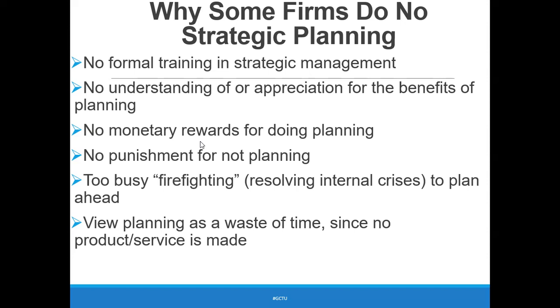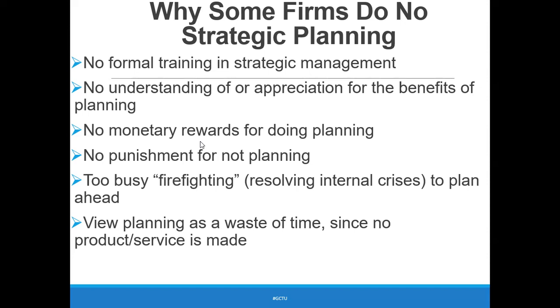Another reason is that some managers are too busy. They indulge in a firefighting approach, and that makes them fail to plan ahead. So they are fixated with resolving internal crises as and when they crop up. And that level of fixation prevents them from looking into the future and thinking about how they can get a better future for their current organization.